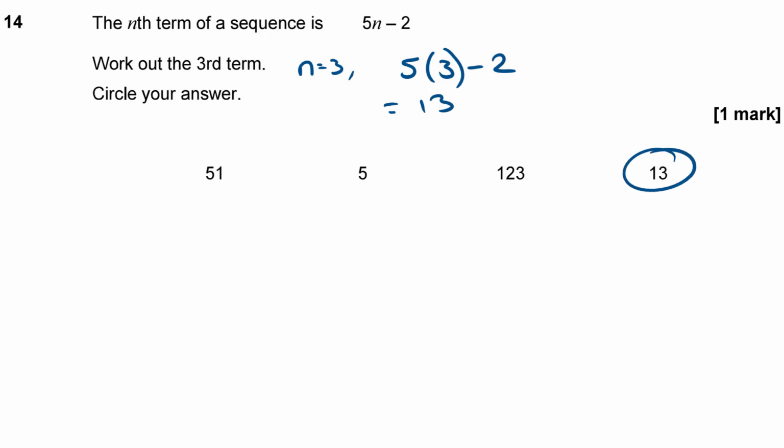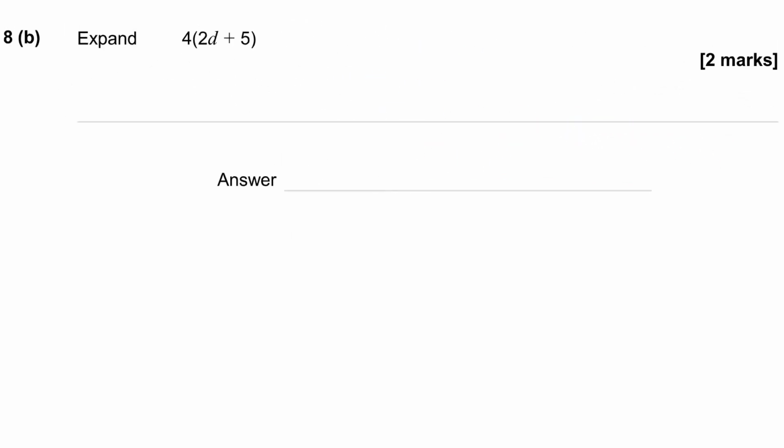So it's that one. Expand 4 lots of 2d plus 5. So single brackets, a number on the outside, that gets multiplied by everything inside the bracket. So 4 times 2d is 8d, and 4 times 5 is 20. There's a plus sign in the middle, so it must be plus 8d plus 20.